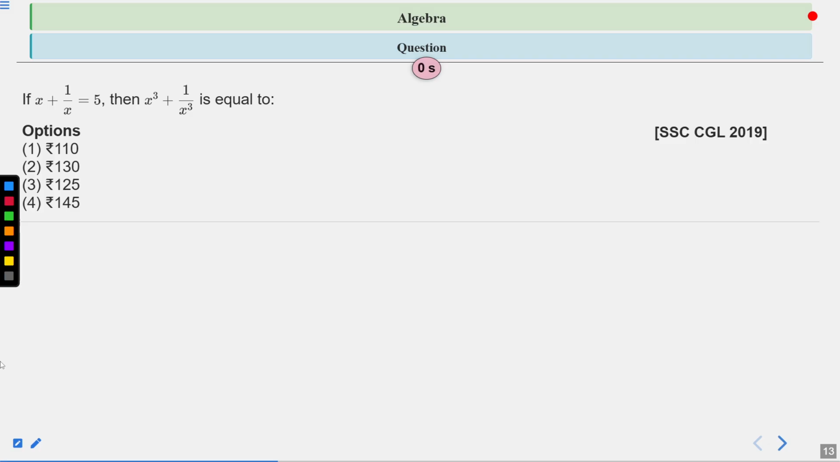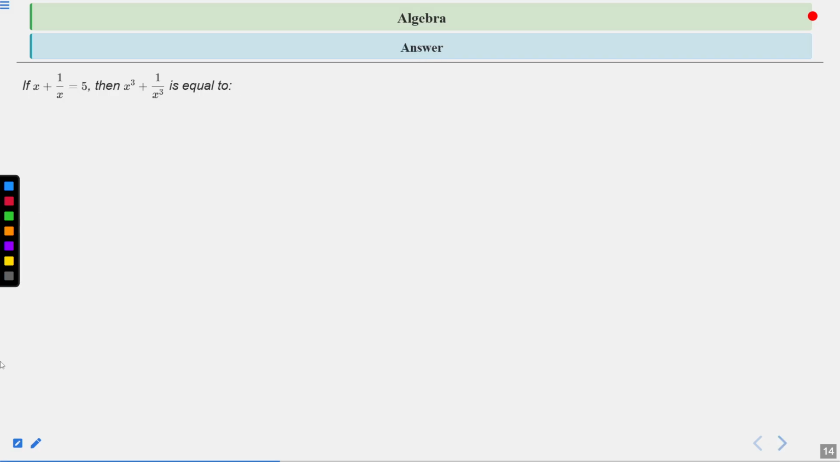Now time's up. Let's see the solution of this question. The question says that x plus 1 upon x is given, which is 5, and we need to calculate x cube plus 1 upon x cube. So we just use the formula of x cube plus 1 upon x cube and we get our answer. The correct answer of this question is the first one, which is 110. Now see the detailed solution using concept 19.1.33 in this question.